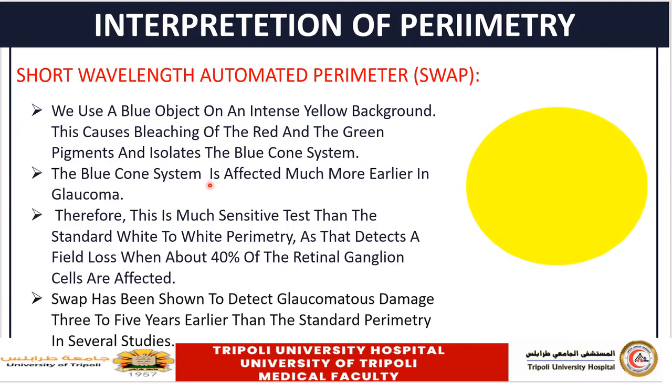The short wavelength automated perimetry is a more sensitive test than the standard white on white perimetry, as it can detect the retinal changes in glaucoma, 40% of the time, much before the changes occur in the standard automated perimetry, maybe up to 5 years before. And it uses a stimulus size of 5.